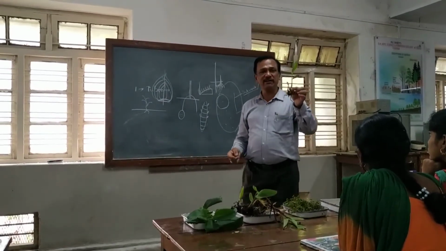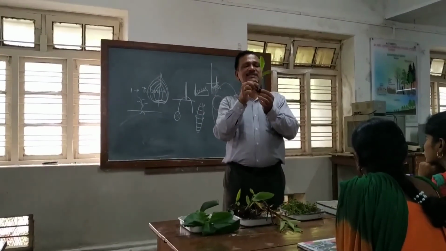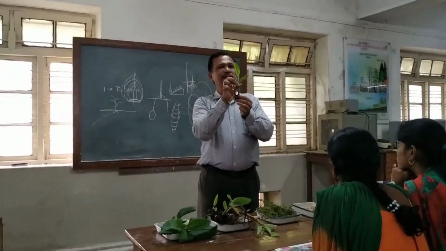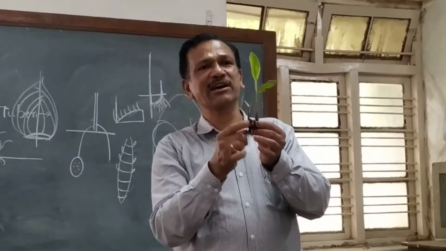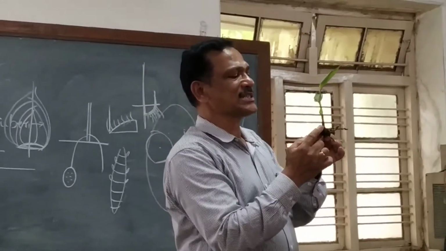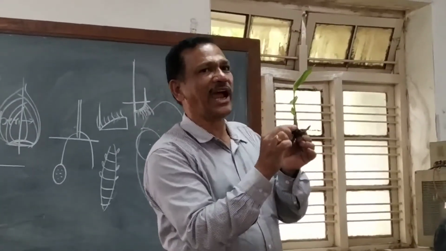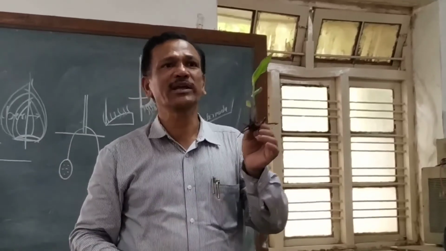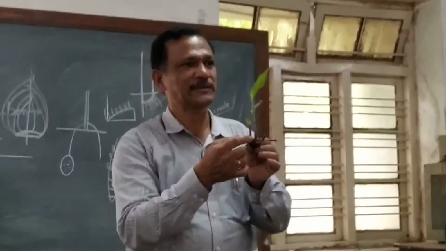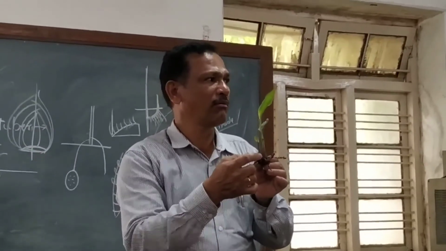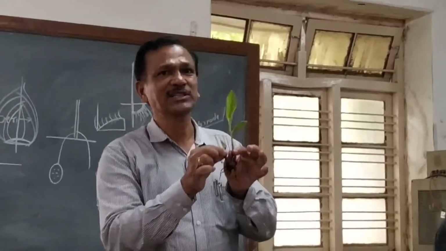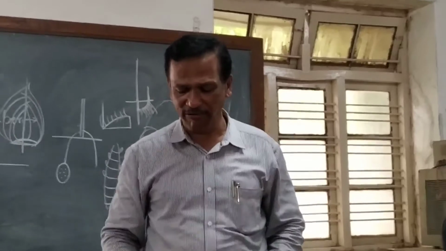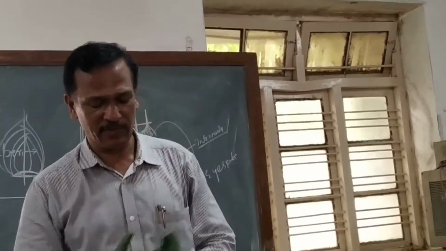In the same way here, these are the suckers. This is the mother plant. At the base, on either side it develops 2 suckers, and if you remove these suckers and put these suckers in the soil, you will get 2 new plants. Did you get the idea here? This is called a sucker, a natural method of vegetative propagation.